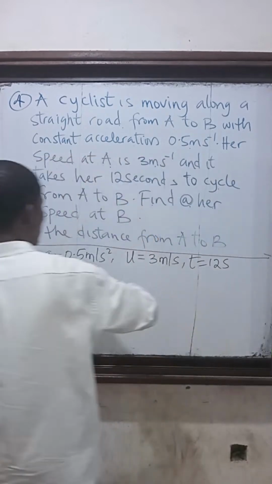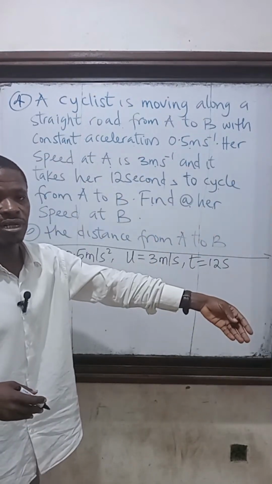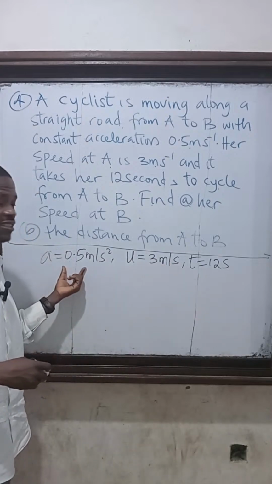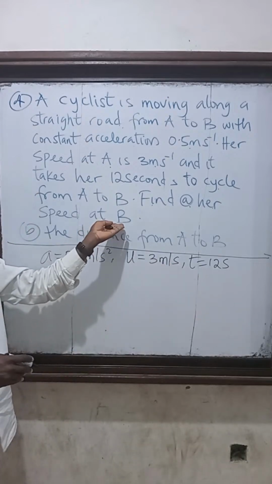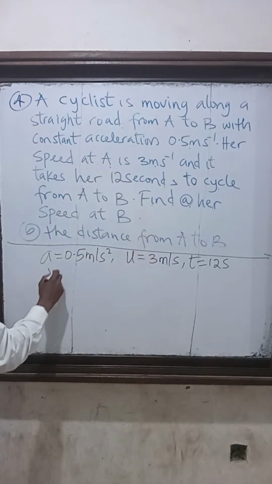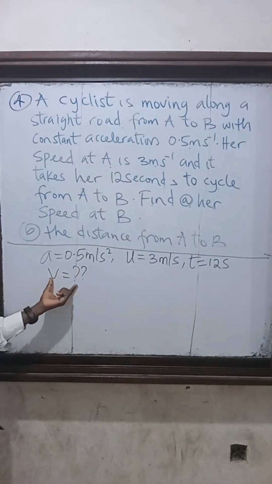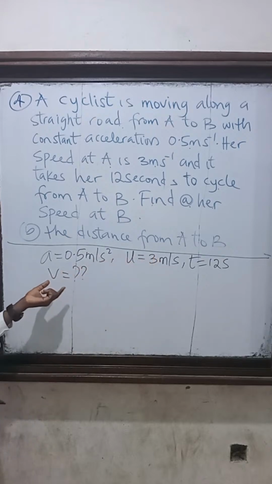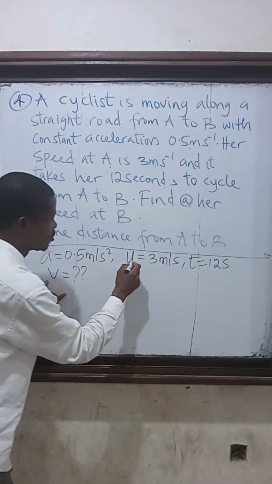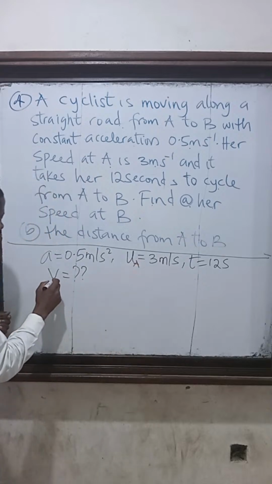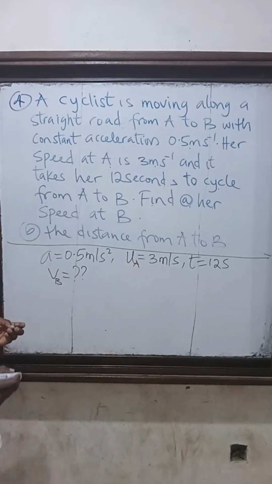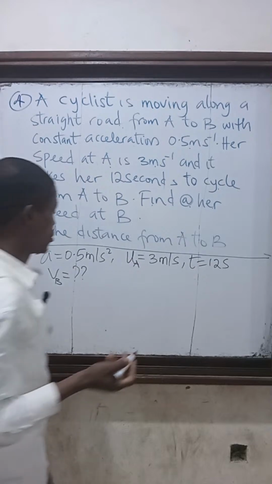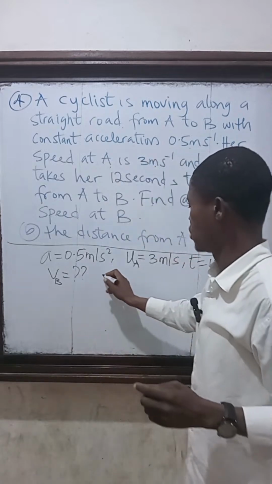The speed at A was the starting point, that's the initial speed. The speed at B will be the final velocity, which we don't know. The speed at A is the initial velocity, while the speed at B is the final velocity. So we can call this one U subscript A, and this one U subscript B. What we're going to do is look for the relevant equation of motion. Let's check this one.